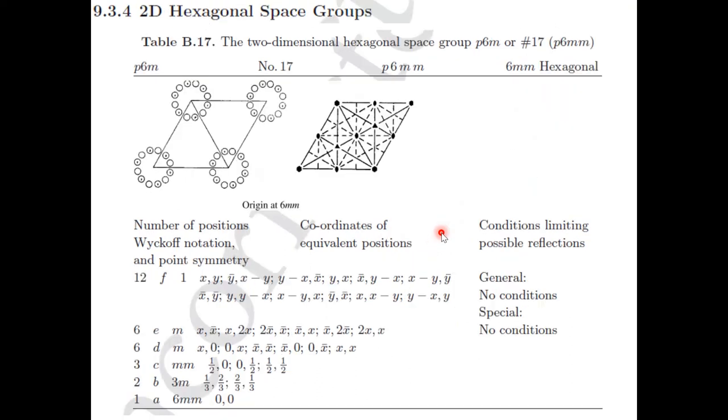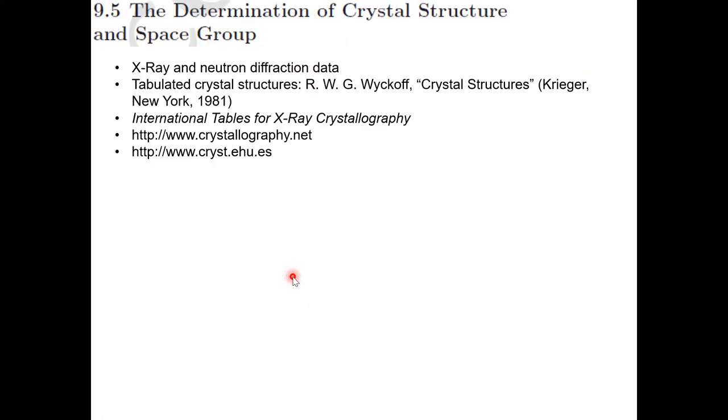And finally, we have the hexagonal space groups. You can see one of the hexagonal space groups with 6-fold and 3-fold and 2-fold axes. When you start to increase the number of symmetry operations of the group, you see that the number of possible Wyckoff positions gets larger and larger. Okay, so these are the 2D space groups.